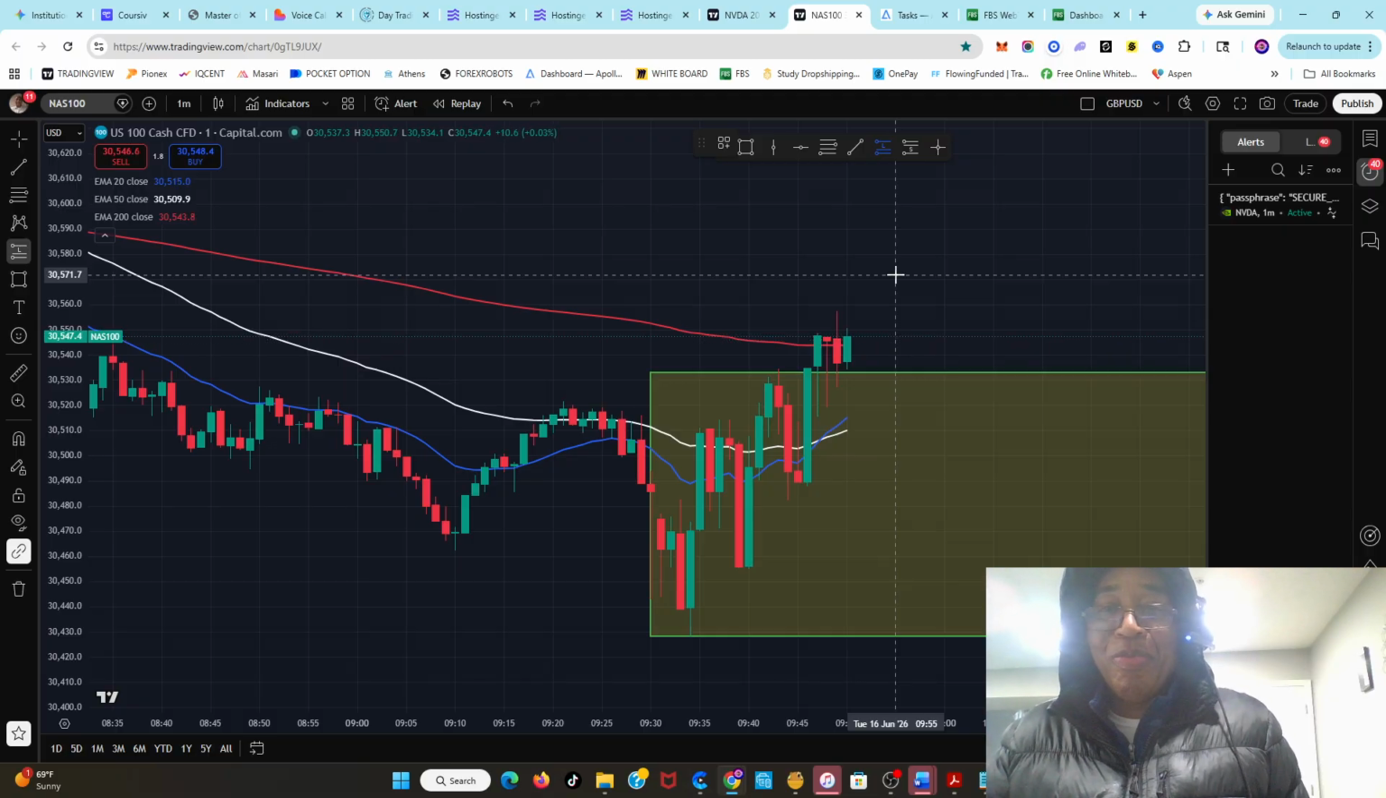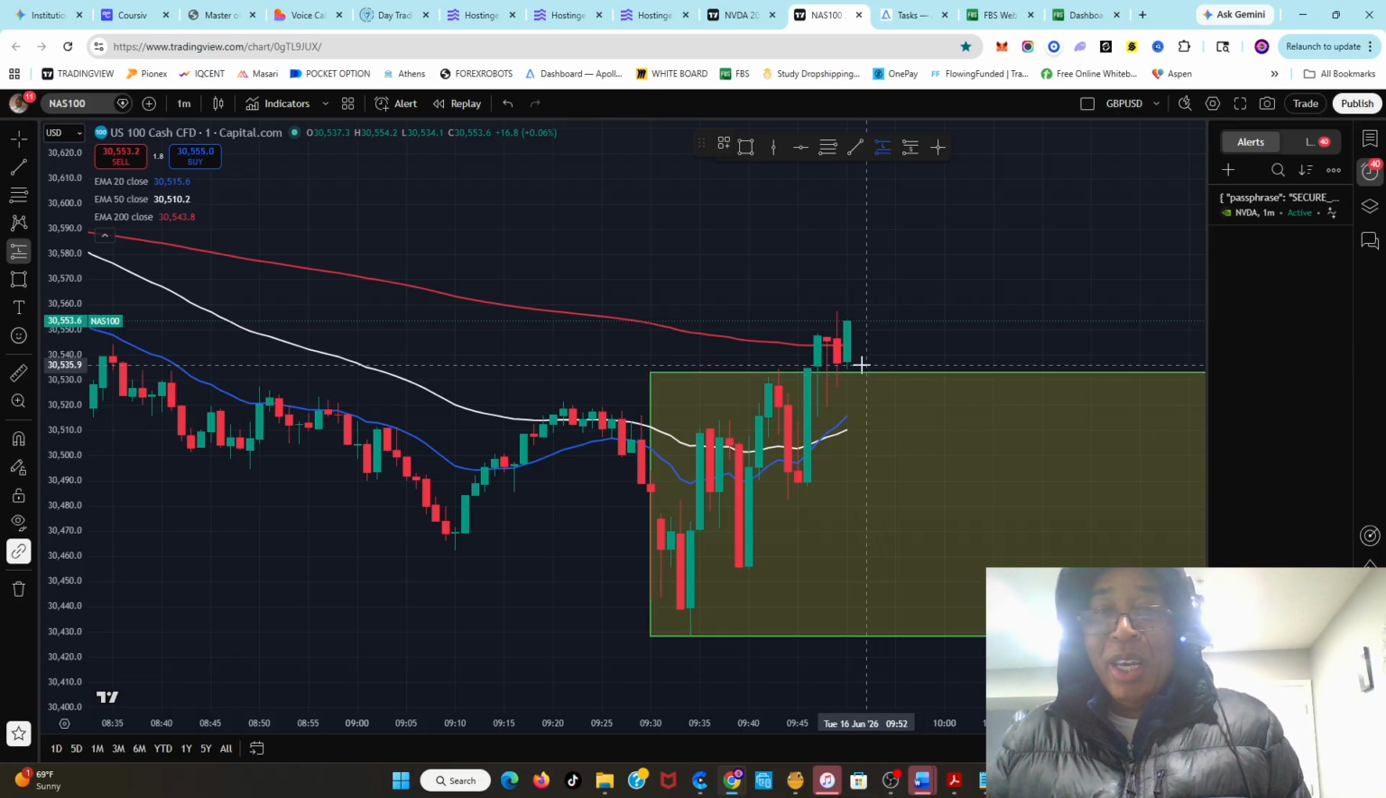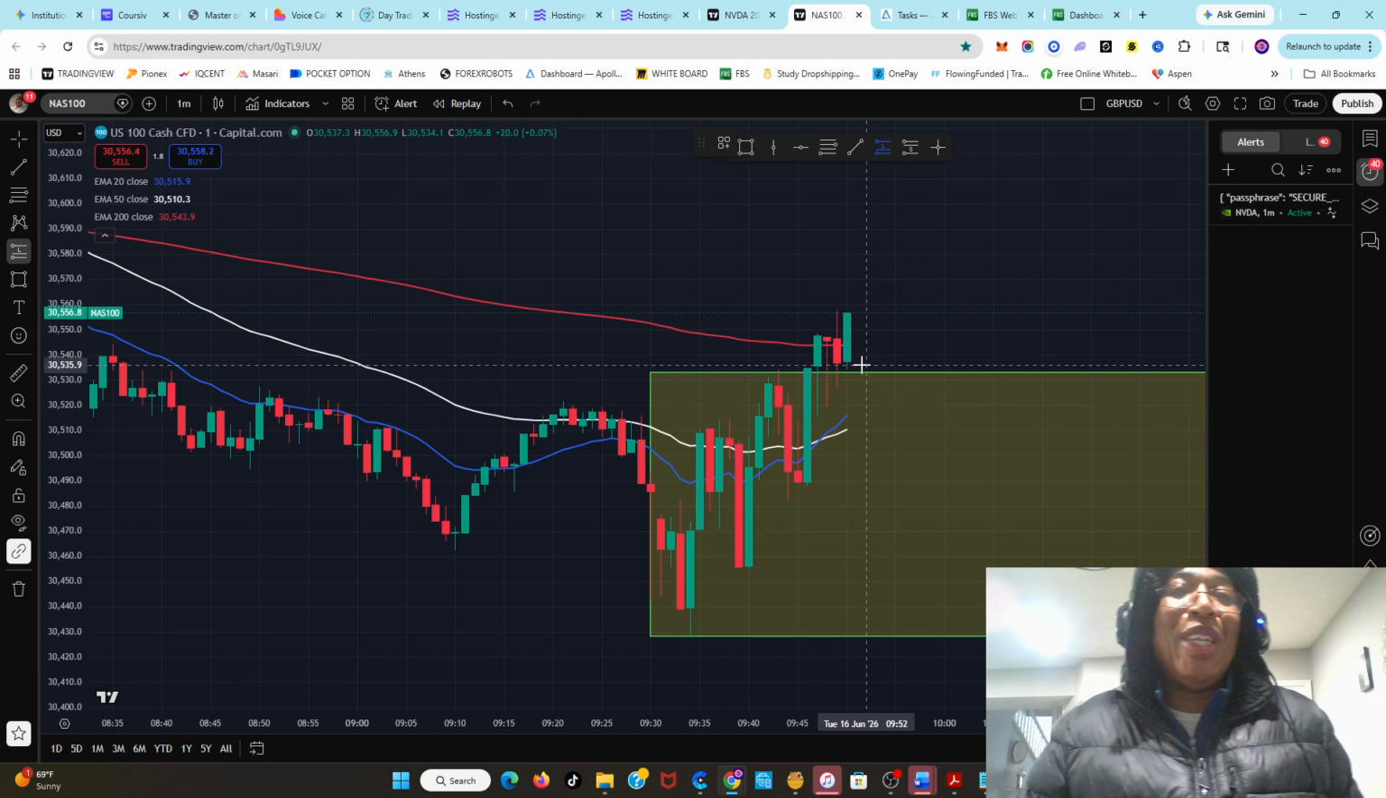Okay, so we're gonna wait for these to decide where they want to go. We want to see a really nice solid retest here on the bottom, so we're gonna wait for another clear retest before we jump in. So guys, trading requires that you're patient.